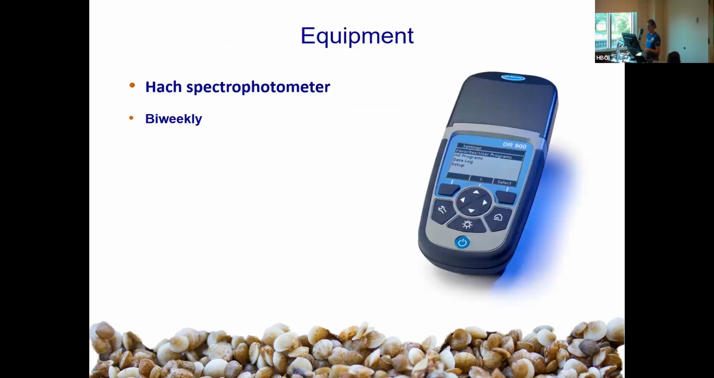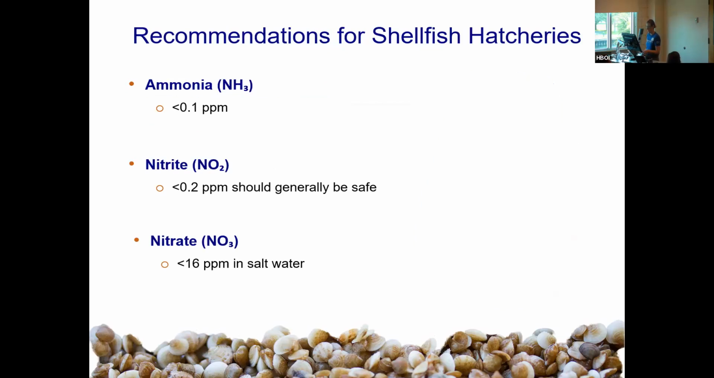The equipment we use to measure the nitrogenous compounds is a Hach spectrophotometer, and we measured those biweekly. We have some recommendations for levels in shellfish hatcheries. For ammonia, we recommend less than 0.1 parts per million. For nitrite, less than 0.2 parts per million should be generally safe. And for nitrate, less than 16 parts per million in salt water should be generally safe.